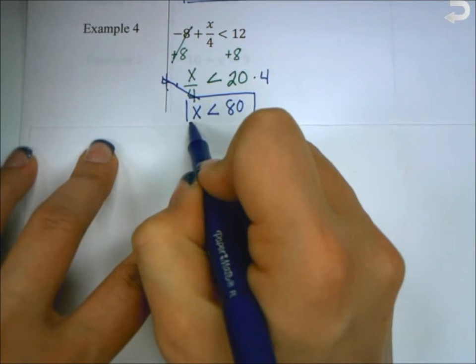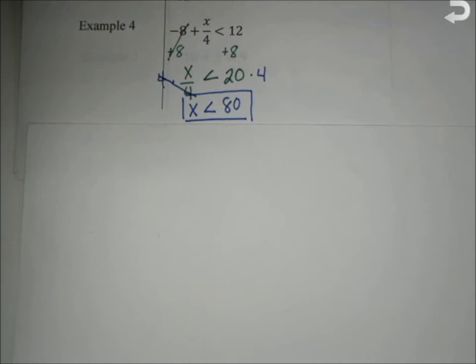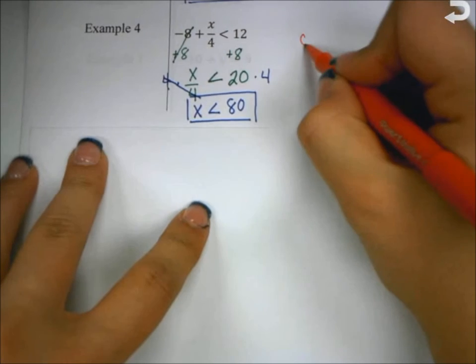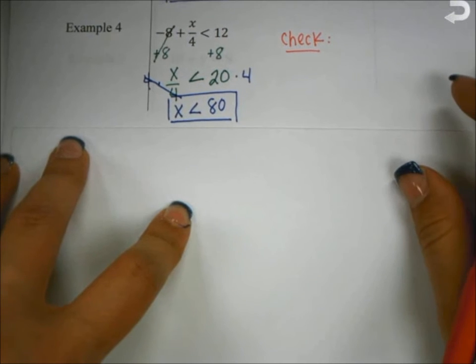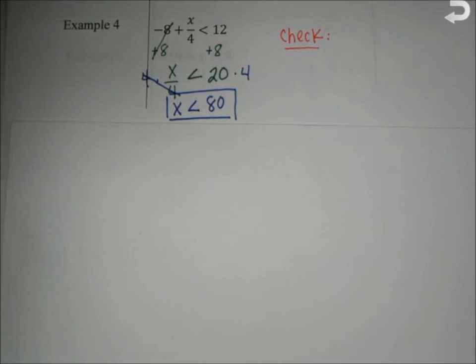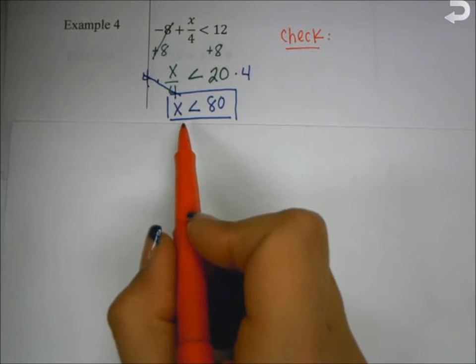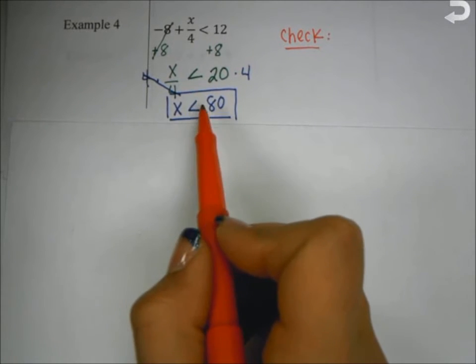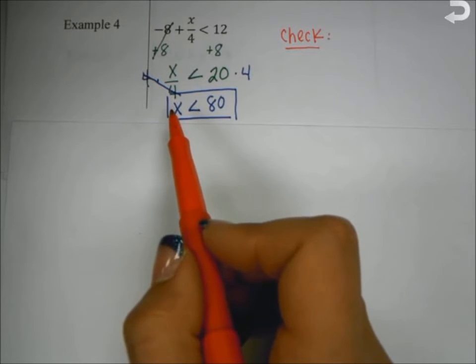Let's check it. Noah, you sound so excited to check your answer. So to check it, what do we do? This is x less than 80, so what do I need to plug in? Can I plug in 80? No, why not? Because it's less than. So what's the second best number? 79. That's kind of complicated, right? So let's do something nice that's less than 80.